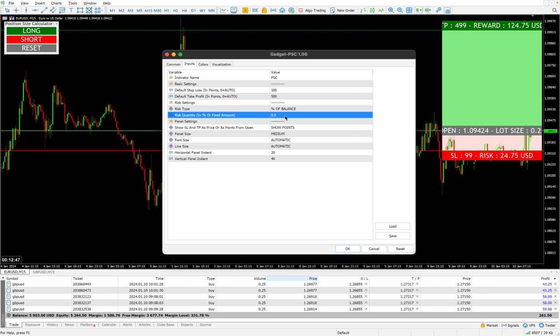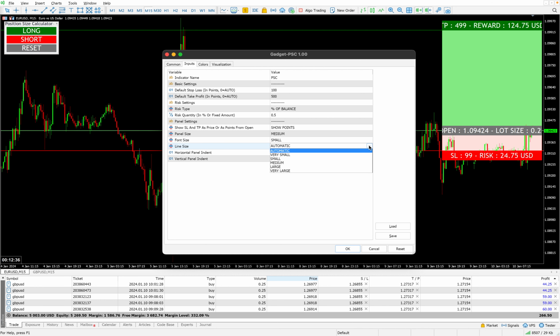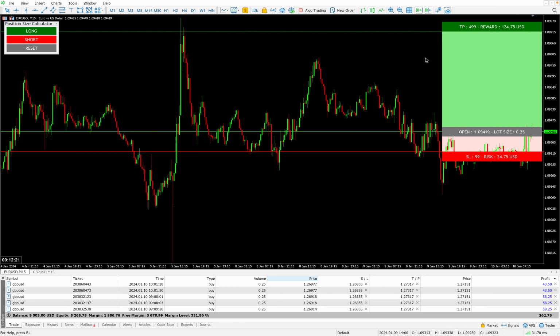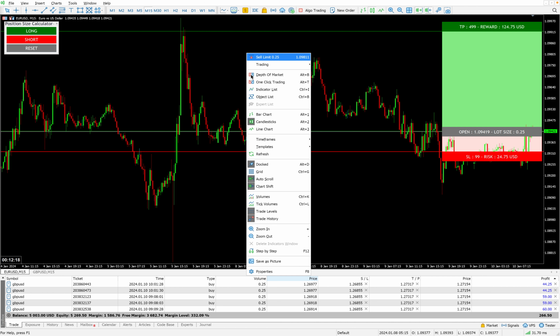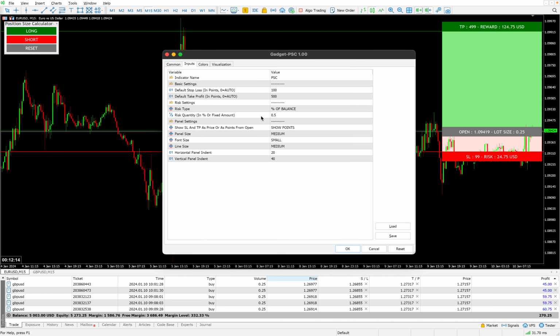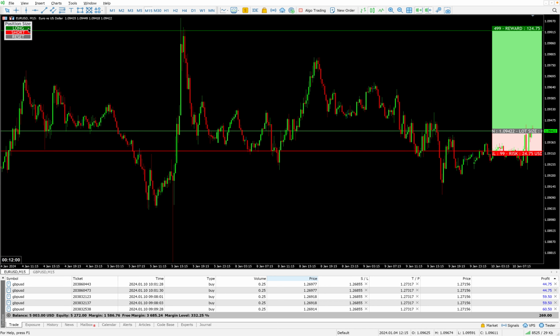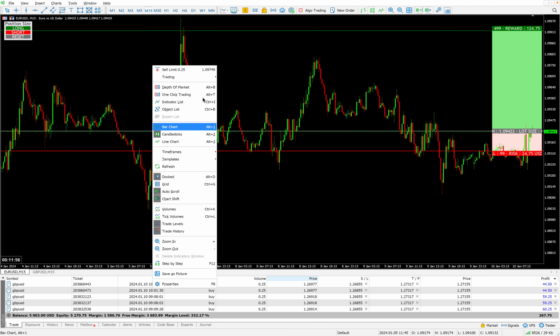Okay. Font size. Small. Line size medium. Let's try this. All right. I think small is not going to work, but yeah, it cuts off your lot size, which is the whole reason for using this in the first place.